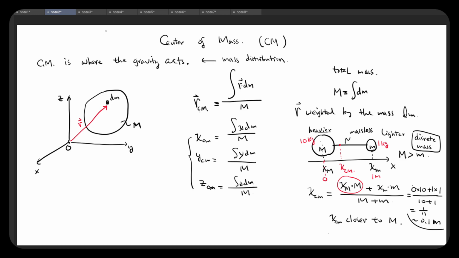Now let's try to do some calculation. Let's look at a center of mass example. The previous example was a discrete mass; now I'm going to do a continuous mass calculation. Let's say there's this triangle.